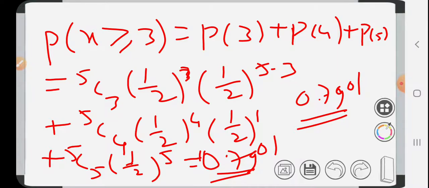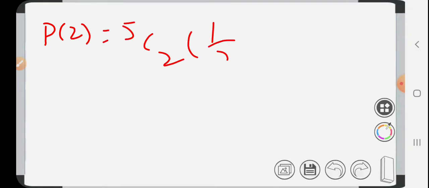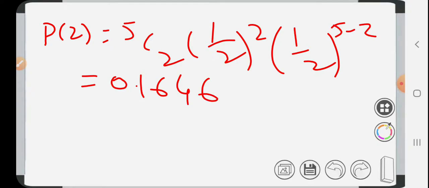Third one, only 2 men means P of 2. P of 2 is equal to 5C2 1 by 2 square into 1 by 2 raised to 5 minus 2. Simplify this, you will get 0.1646. On the calci, just keep putting in the values.